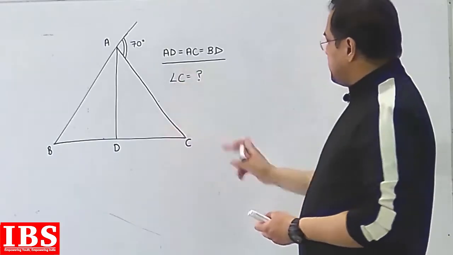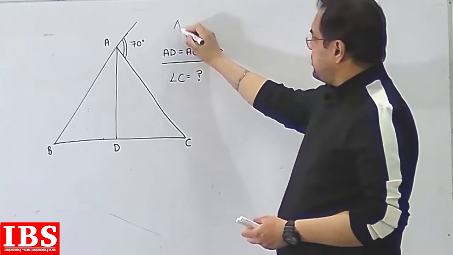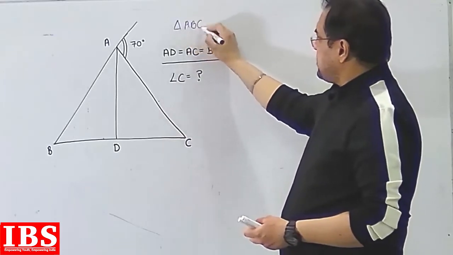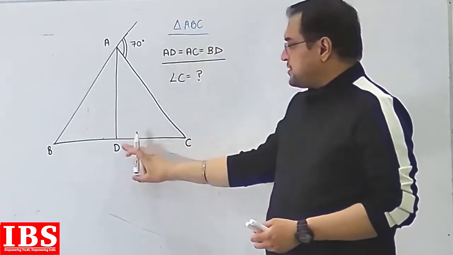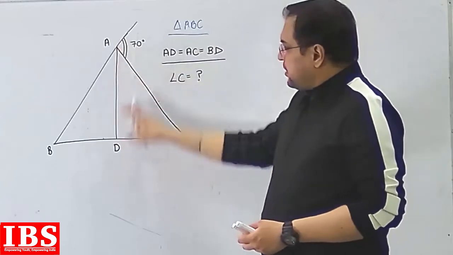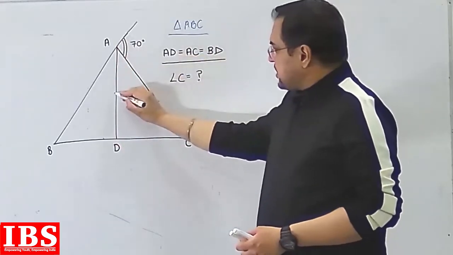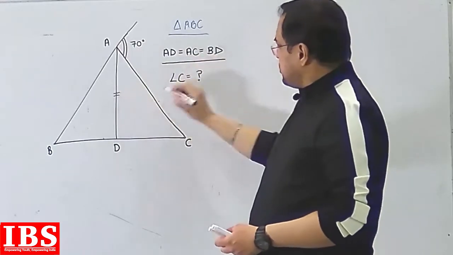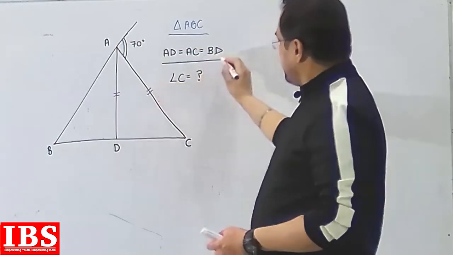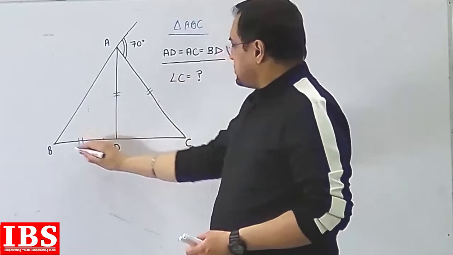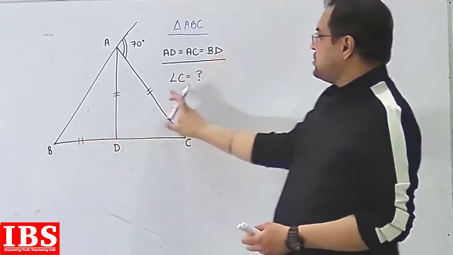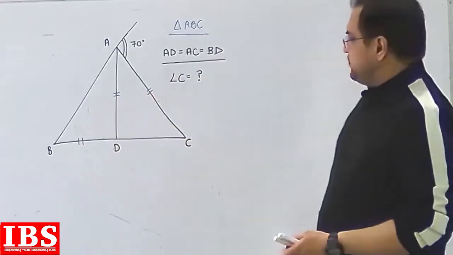Okay. So we have another question from an important chapter, that is geometry, and that too triangles. So there is a triangle given, ABC. A point D is selected and AD is drawn such that AD, that is this side, is equal to AC, this side, and is equal to BD, that is this side, BD. Okay, so these three sides are equal.